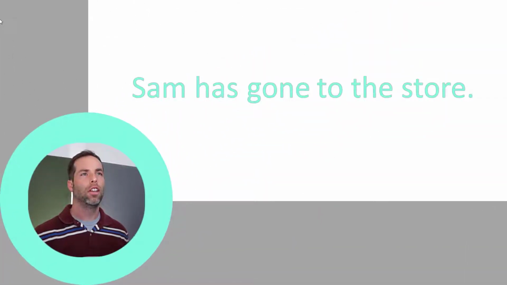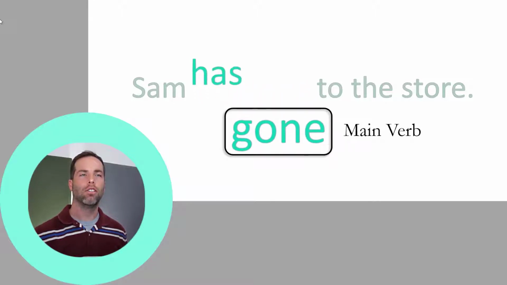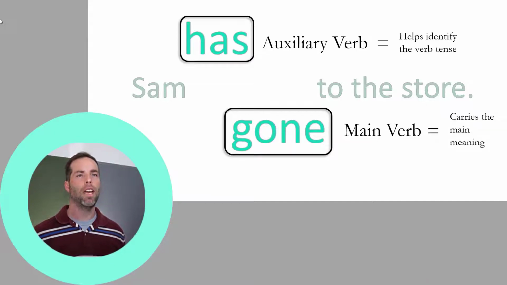So in this sentence, Sam has gone to the store. The verb is has gone. The main verb is gone, and the auxiliary verb is has. Like we said before, the auxiliary verb helps us to identify the verb tense, and the main verb carries most of the meaning of the verb, as well as some information about the verb tense. Let's look at another example.